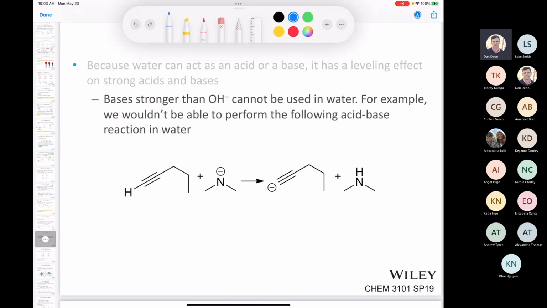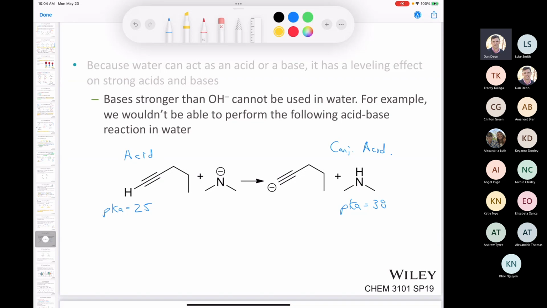All right, well, let's take a look here at something kind of interesting. Bases stronger than hydroxide cannot be used with water. We saw that already. For example, we wouldn't be able to perform this reaction in water. Let's take a look at this reaction. We have an alkyne. We know that this proton has a pKa of around 25. And here we have an amine, and amines have pKa's that are around 38. Right? This is my acid. This is my conjugate acid.